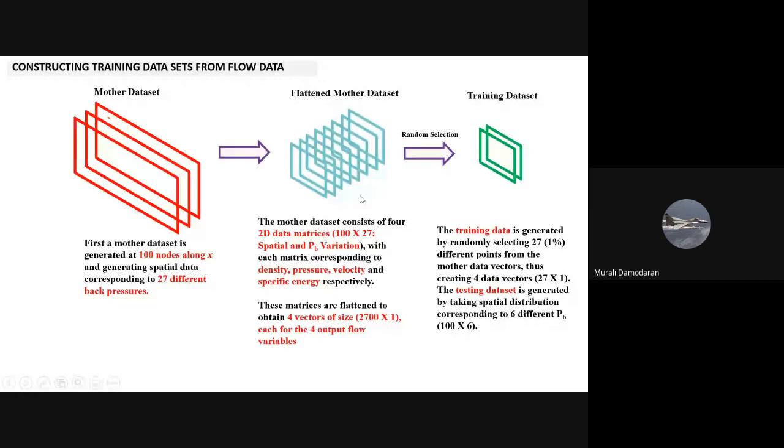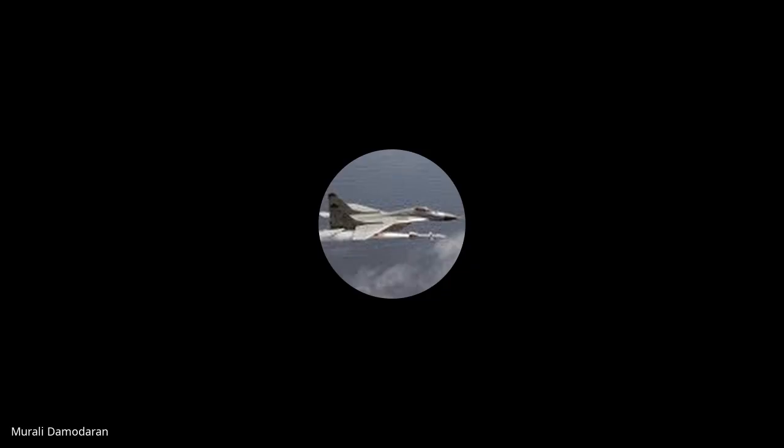Okay, then the training data is generated by randomly selecting, say, 27 or 1%. You can change this number, right? From the data vectors, the 4 data vectors. Testing data is generated by taking this back.